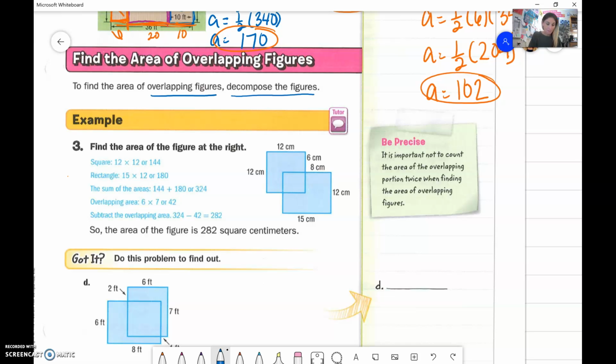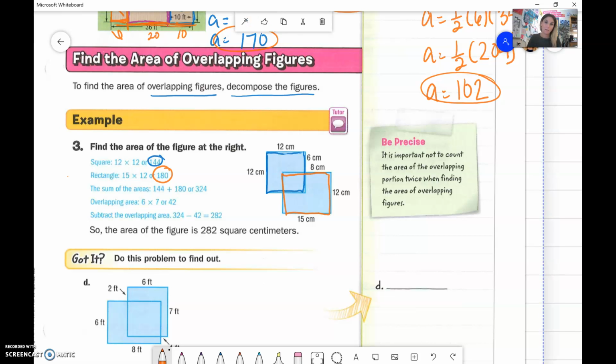So, take a look. It says find the area of the figure to the right. Notice that I have two squares and one rectangle. The square is 12 by 12, and a 12 by 12 gives us 144 centimeters squared. And then the rectangle has a length and width of 15 and 12, which gives us an area of 180. So when I add those two together, our combined area is 324.